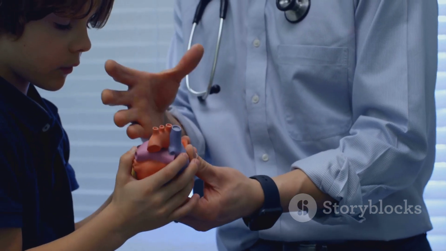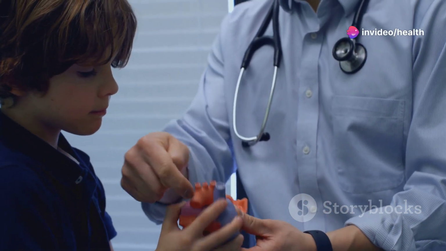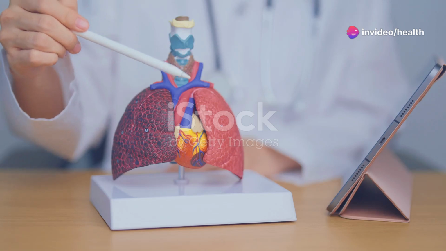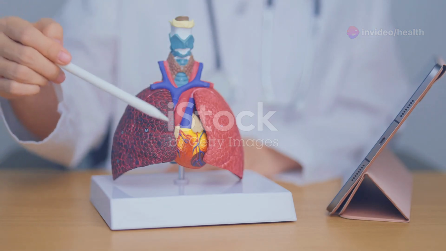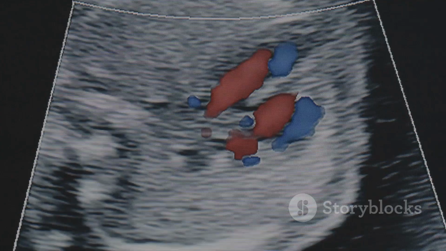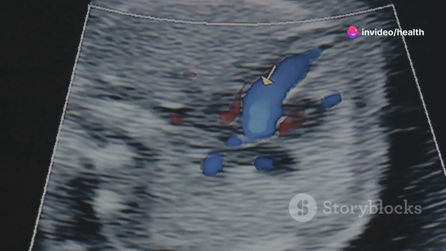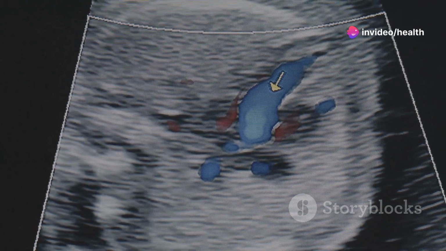Atrial septal defect manifests in different forms, each with its own characteristics and potential implications. The most common type is the ostium secundum ASD, occurring in the middle portion of the atrial septum. Another type is the ostium primum ASD, located lower down in the septum, often near the heart valves.